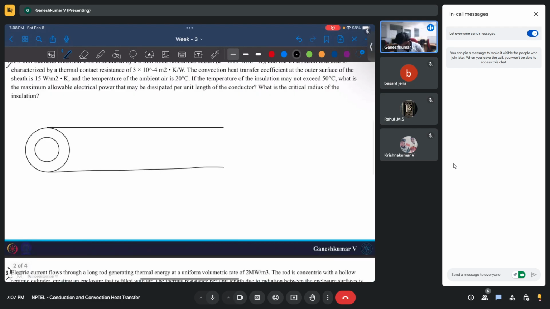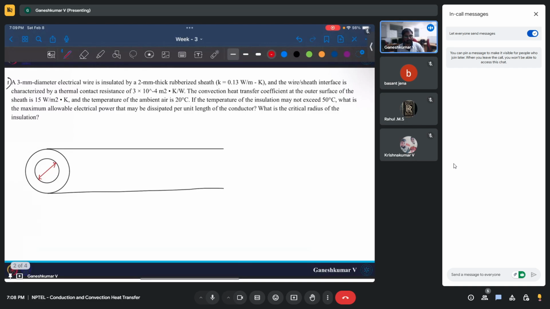Okay, this is the wire. This diameter is 3 mm. This is the electrical wire, so it's going to carry current, and if it carries current, it is going to generate heat. And the diameter of this is 3 mm.